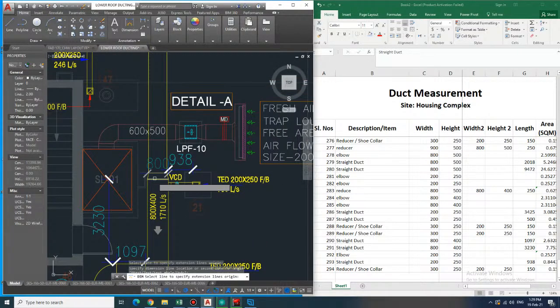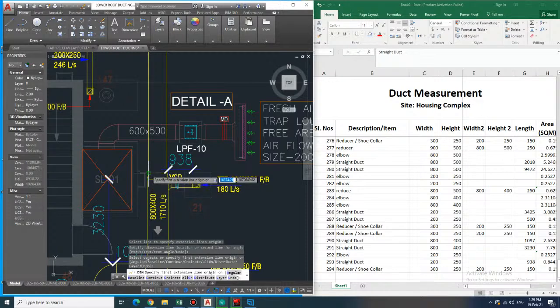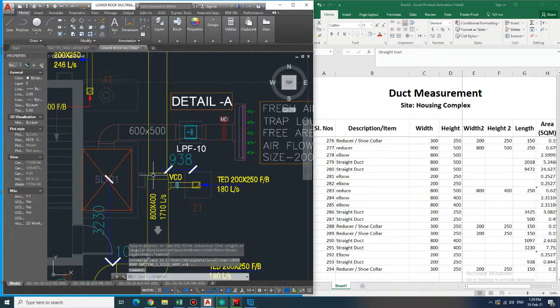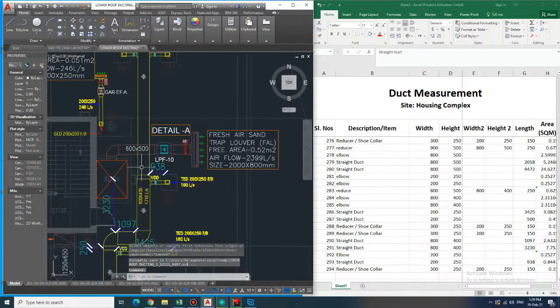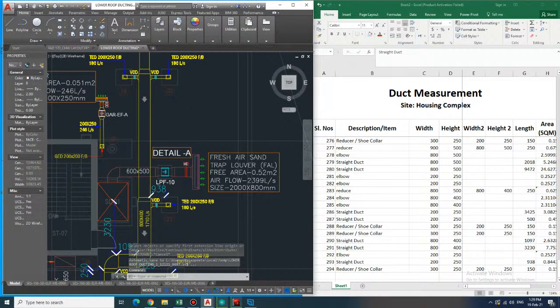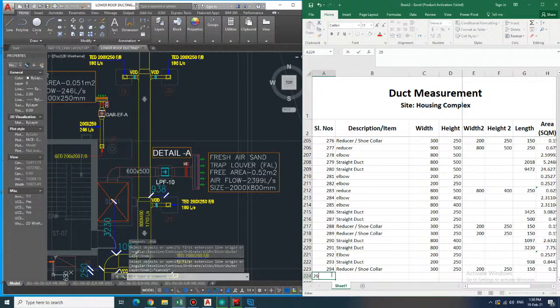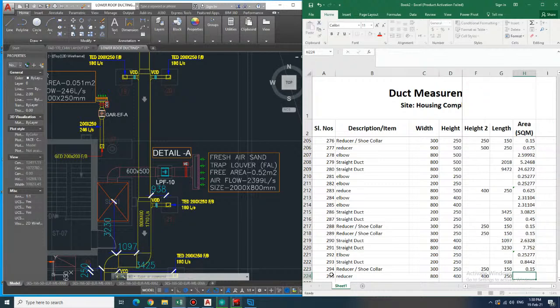This reducer is missing 250. 800. Size is not mentioned. Okay. 295. Reducer 800 by 400, 700 by 400, 250.